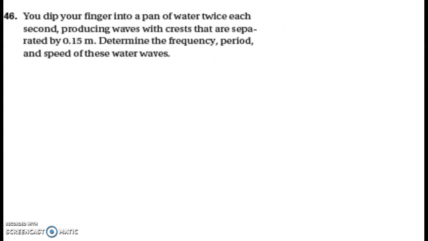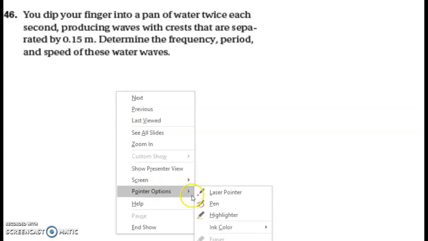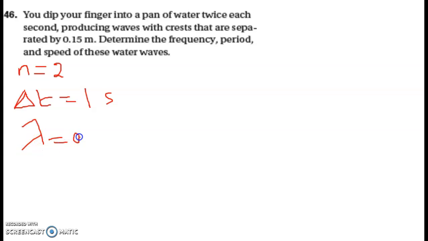So you dip your finger into a pan of water twice each second, producing waves with crests that are separated by 0.15 meter. You are given more than one value. When you dip your finger twice, how many oscillations are done? N equal to 2 oscillations, during delta t equals 1 second. What is the distance separating the two crests? It represents lambda, 0.15 meter. Determine the frequency, period, and speed of the wave.